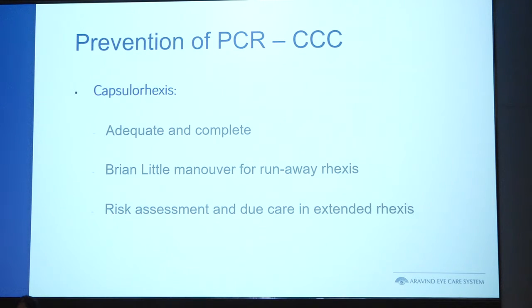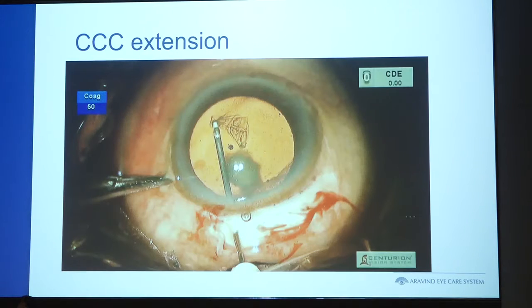Now coming to stepwise prevention, the capsular exit should be adequate and complete. And if it is a runaway, then go for the Brand-Little maneuver and do a risk assessment at the end of it and see whether you can continue with the phaco. And if it's an SICS, see that you maintain the chamber and take due care in the extended axis.